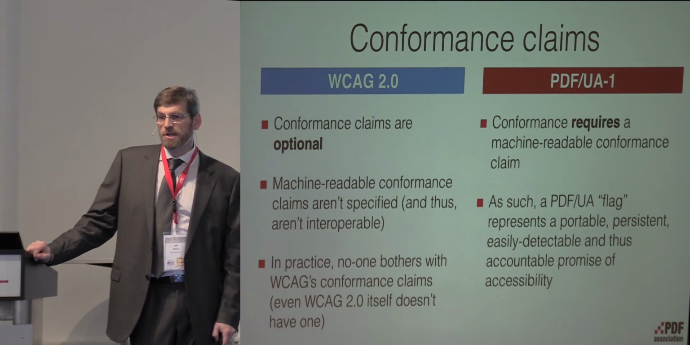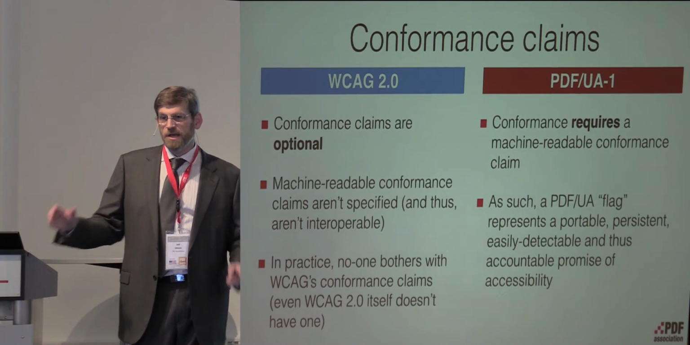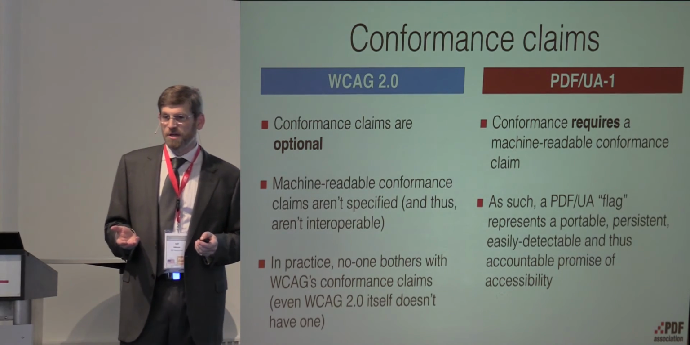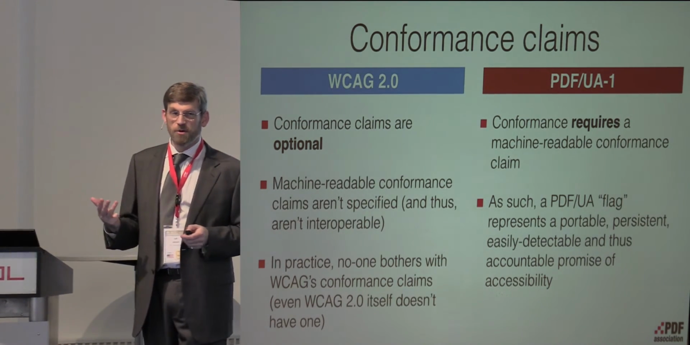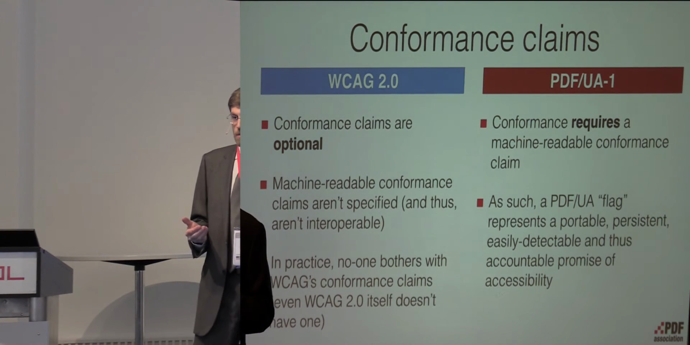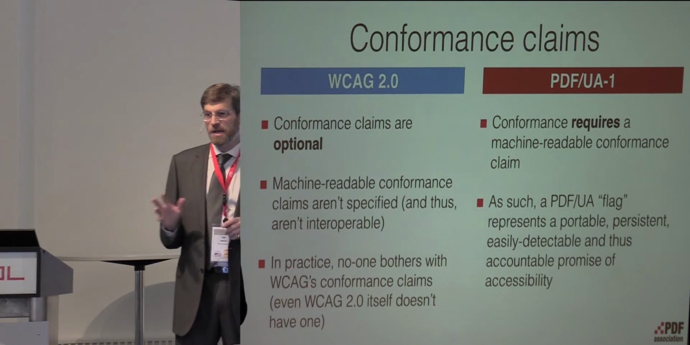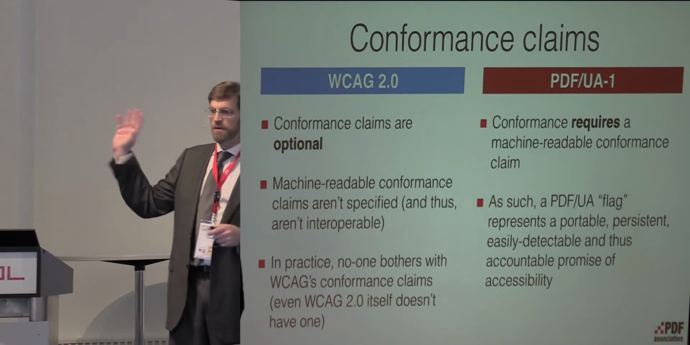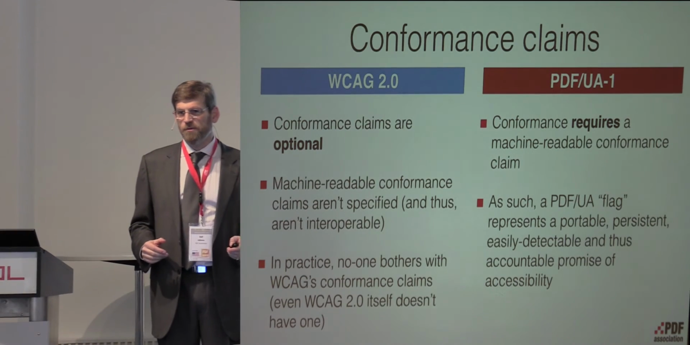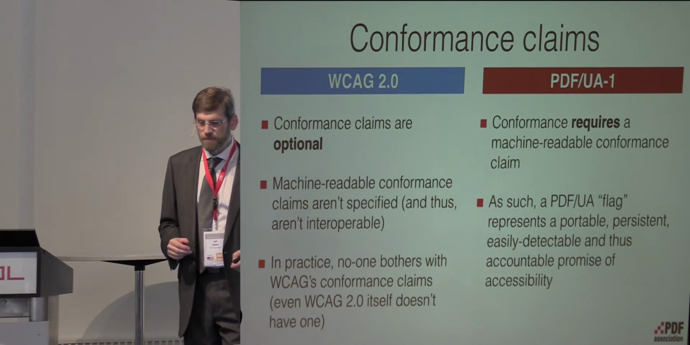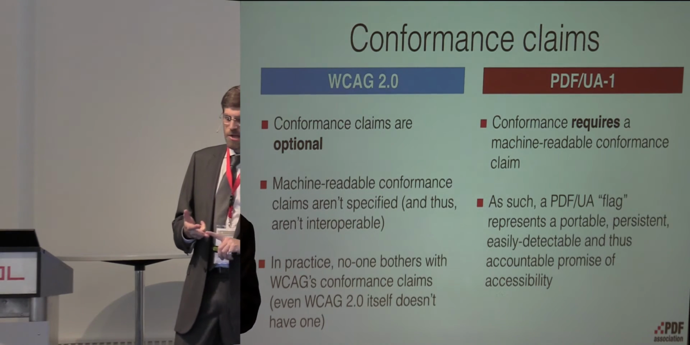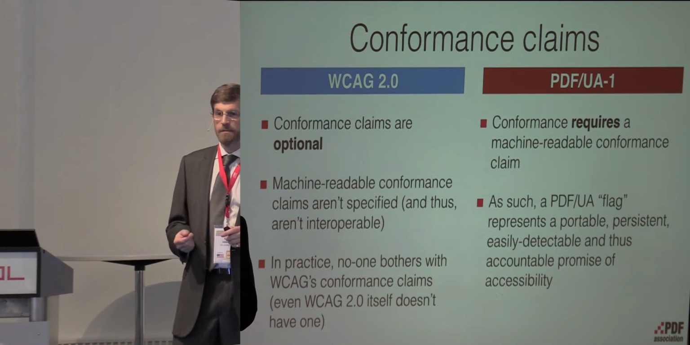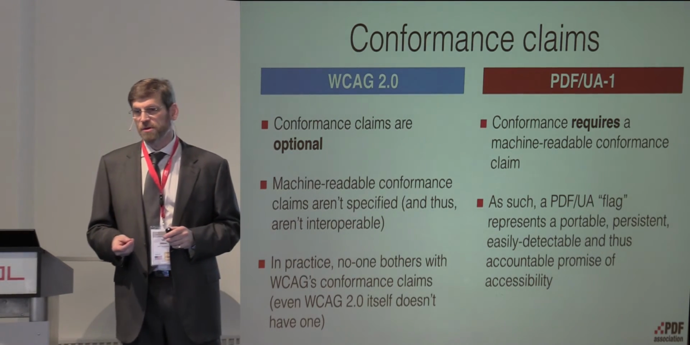It's easily detectable. It's sitting in XML metadata, and the specification for that flag is entirely defined within the specification. So there's no problem with software. For example, you could take a piece of software designed to detect this flag, aim it at a website, and in very, very short order determine that of all the PDF files in that particular website, these 15 files or 3,000 files or whatever it is claim conformance to PDF/UA. Because it's portable, persistent, and easily detectable, the PDF/UA flag makes the claim of conformance accountable.